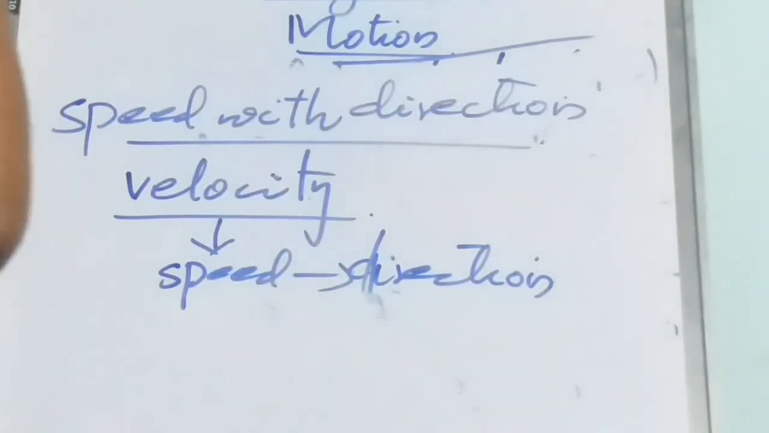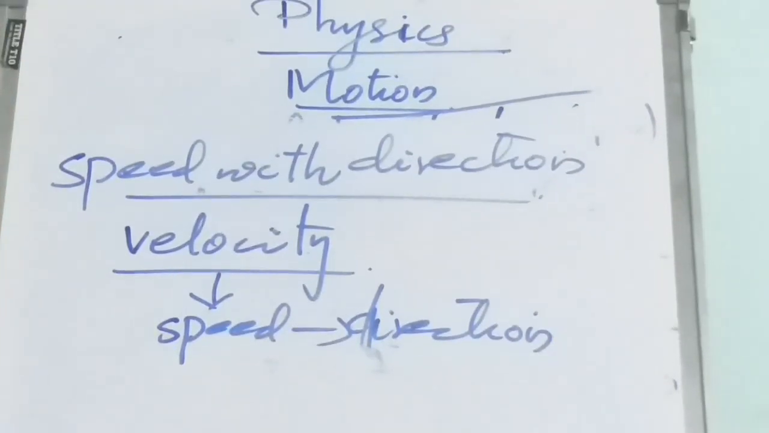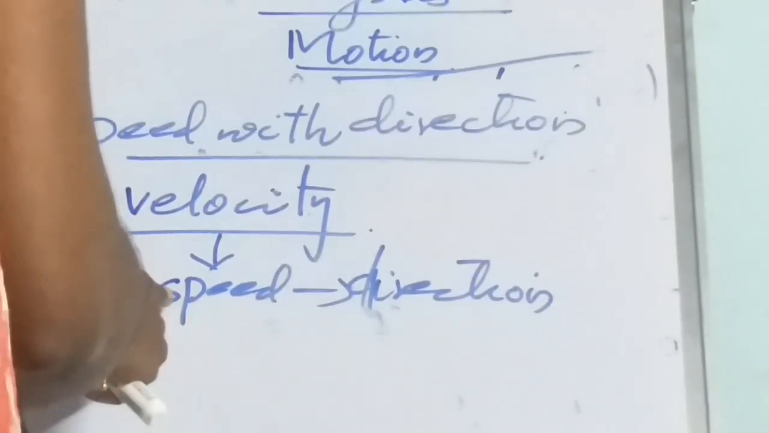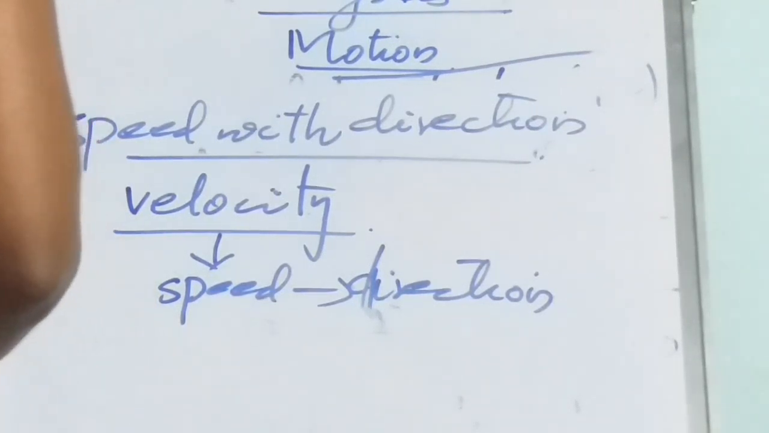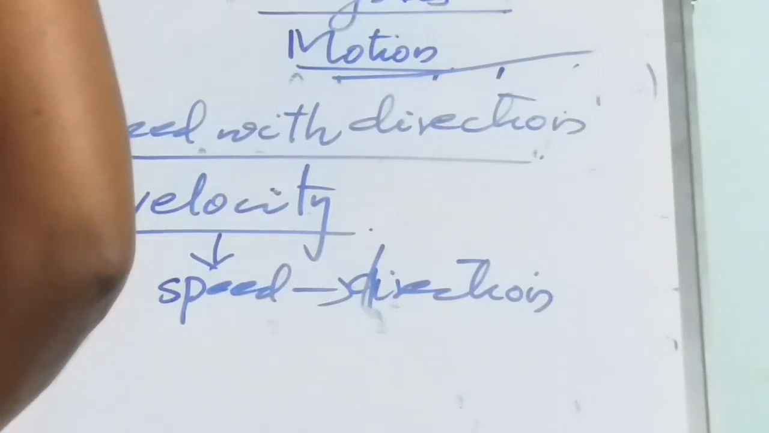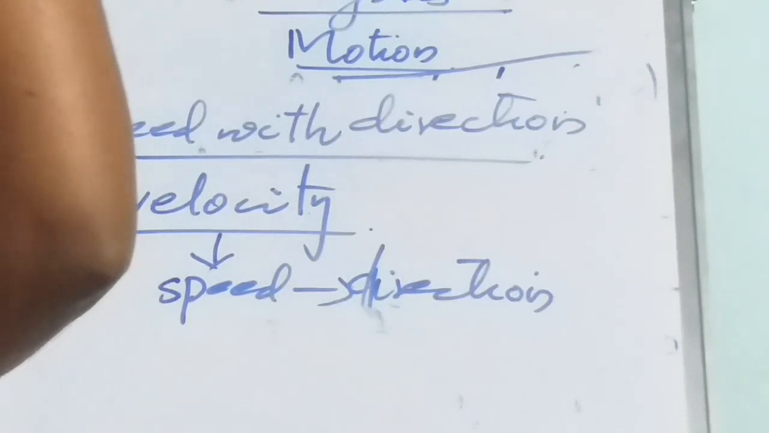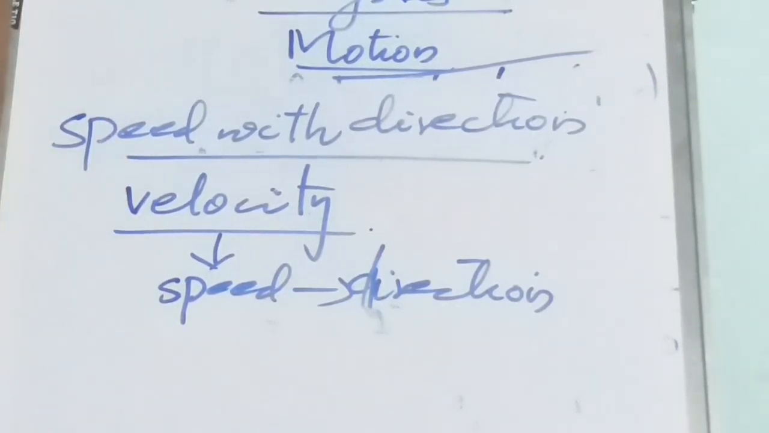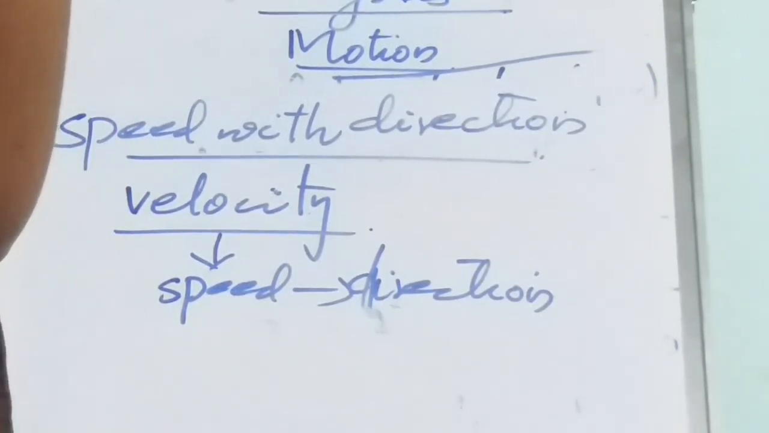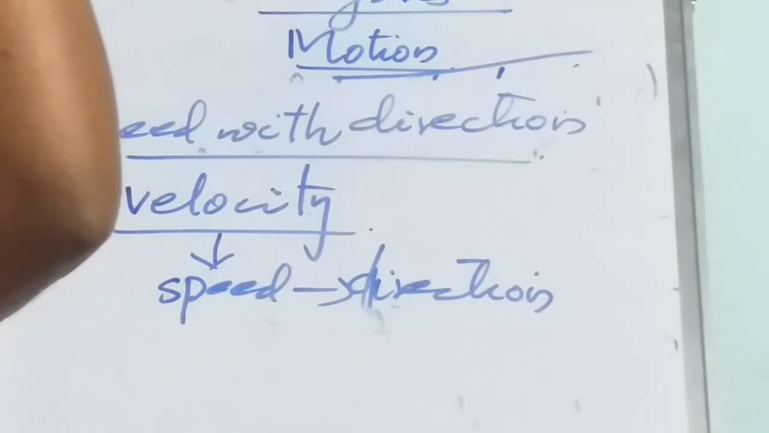What is velocity? Speed of an object moving in a definite direction is called velocity. Velocity of an object means the speed of a moving object in a particular direction. Then how can we calculate velocity? For that, we are describing velocity in terms of displacement. We can also express velocity in terms of displacement.